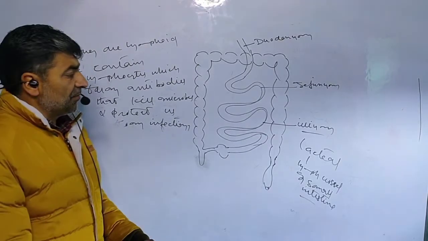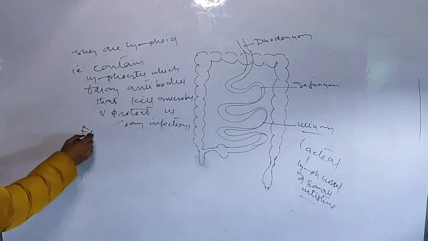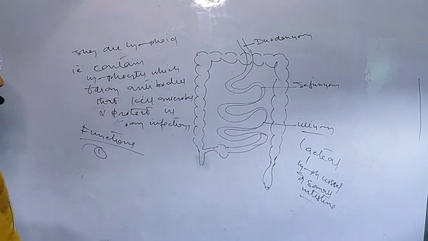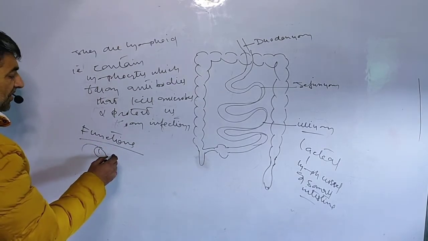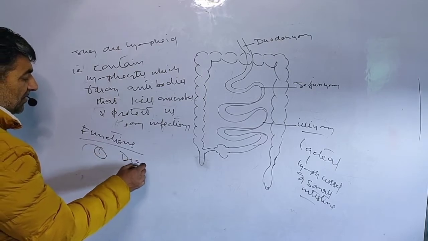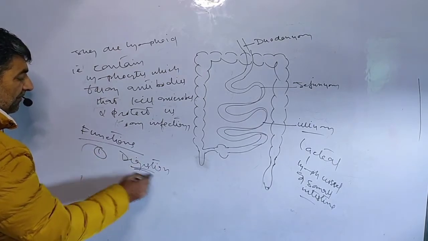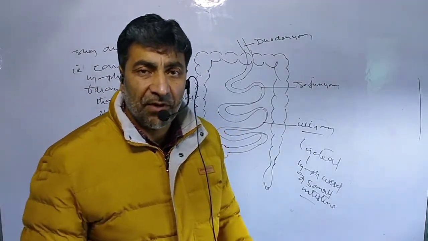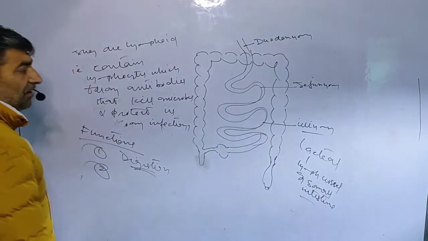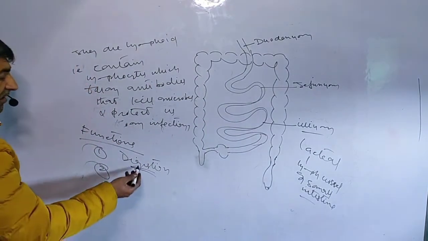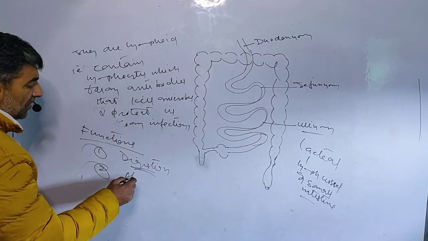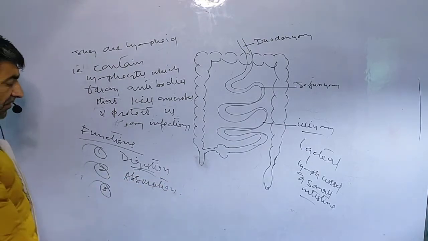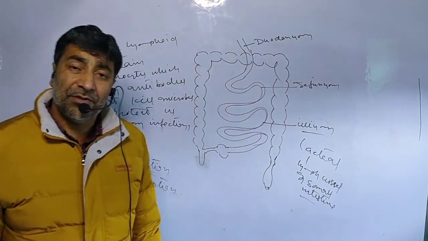So this is the structure of the small intestine. So what are the functions of the small intestine? Number one, they help in digestion of food. How they digest food, that part we will study later on when we take up the digestive glands. Next, they help in absorption of digested food.